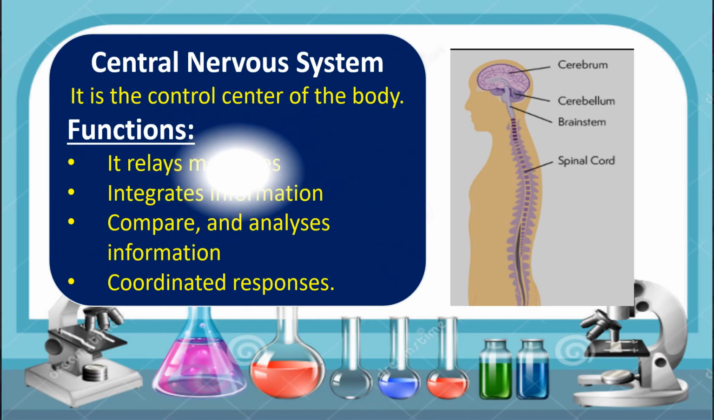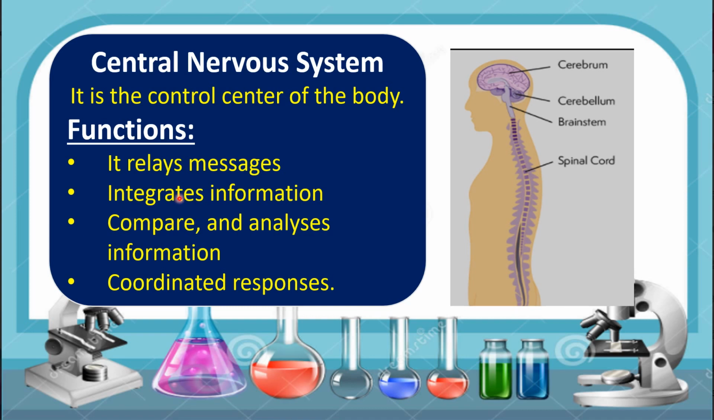So what is the role of the central nervous system in our body? The central nervous system is the control center of the body. When we say control center, it is the one that is able to receive information from outside or inside our body. These are the following functions of our central nervous system. First, it relays messages. Whatever information or however our body reacts from inside or outside the environment is going to be relayed to our central nervous system.